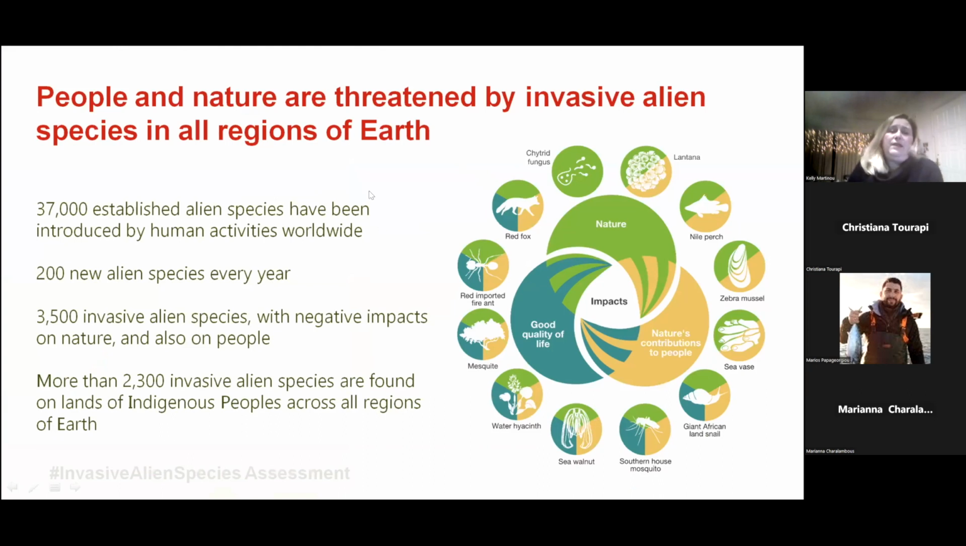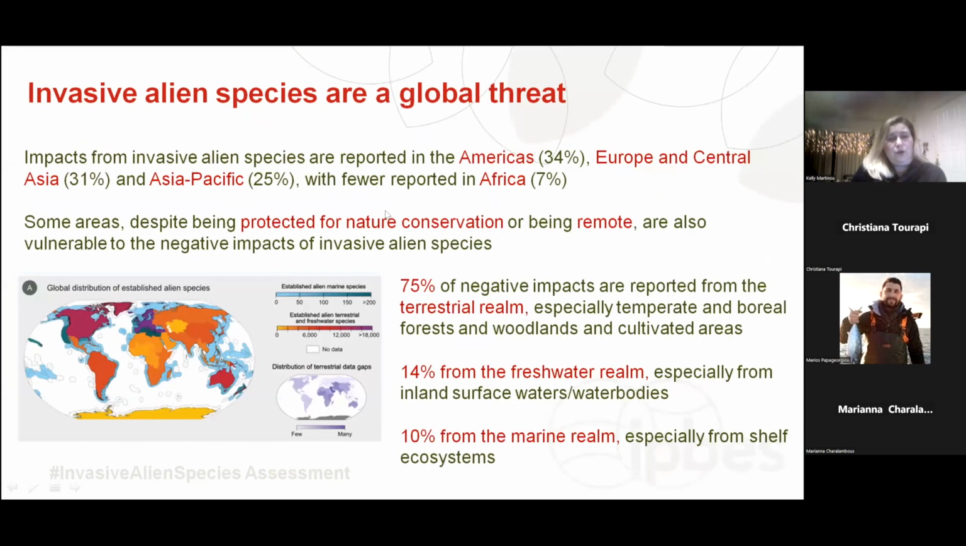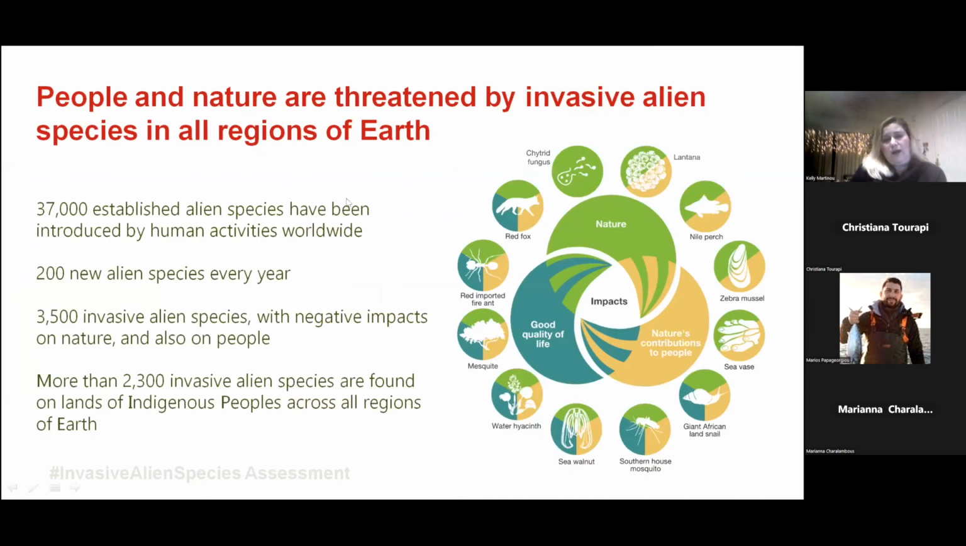So there are 37,000 alien species globally, and 200 alien species are introduced into new locations. And a small fraction of these 37,000 species, 3,500, are invasive. And actually more than 2,300 species are found in pristine or more pristine environments where indigenous local people live. And you can see here on the right side that there are many, many different species that are invasive.